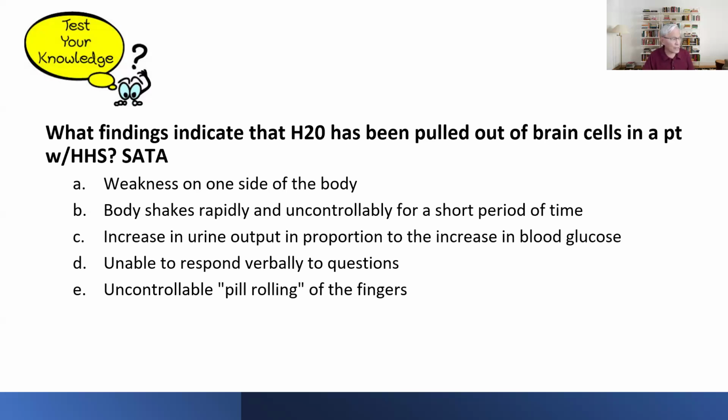So what are some of the possible neurological problems resulting from dehydration of the brain cells of a patient with HHS? Well, weakness on one side of the body, that's a neurological sign, that's hemiparesis. And then body shakes, that is seizures, which could also be a neurological sign.